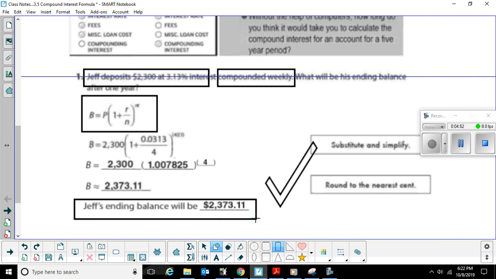His ending balance is $2,373.11, which is to say he earned an interest of about $73. Okay, let's get a couple more practice problems.